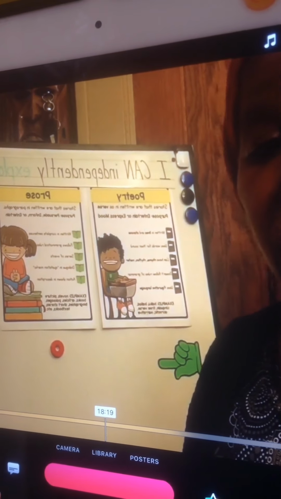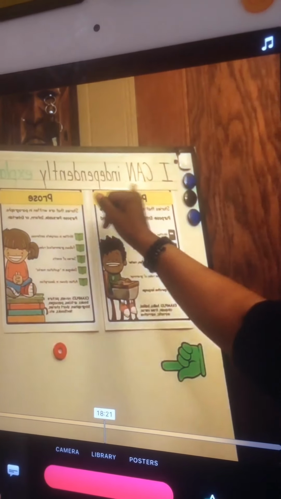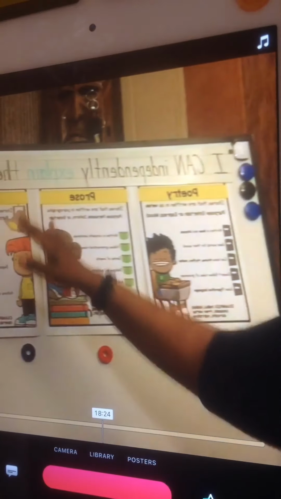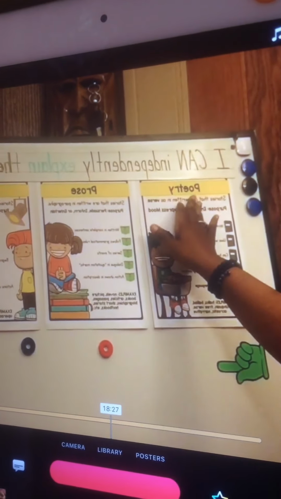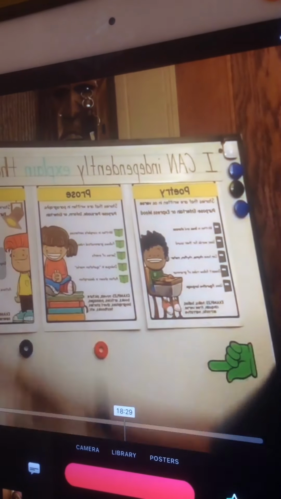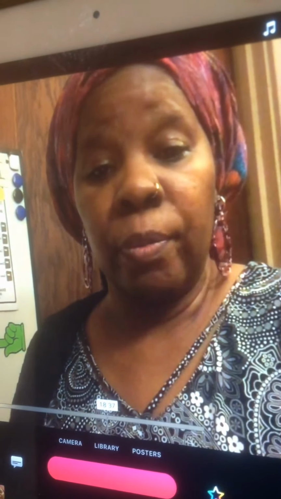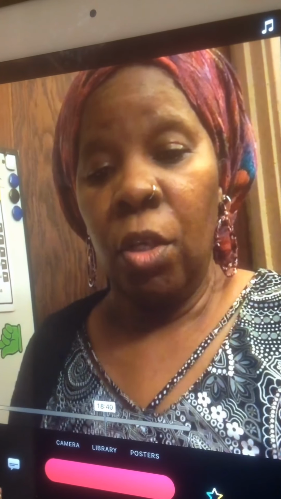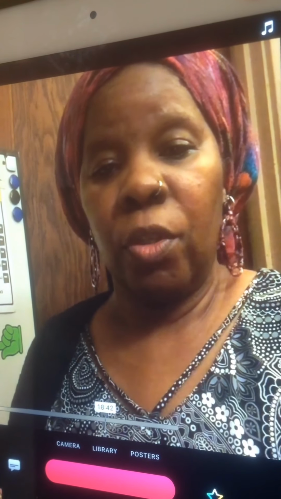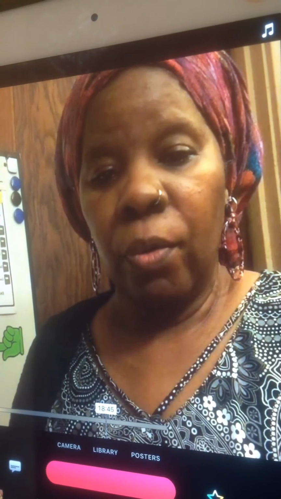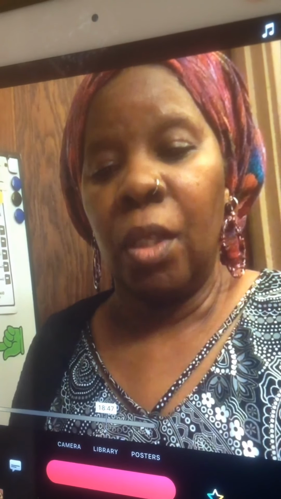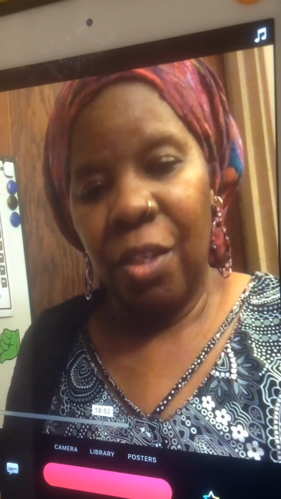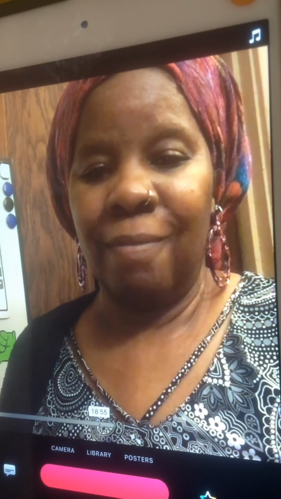The more we do this, the more you'll be able to say, I can independently explain the major differences between poetry, prose, and drama. And we're not just looking at you being able to explain the major differences, we're looking at you being able to use the proper terms. So you should be able to say, yep, this is poetry, this is prose, this is drama. And again, we're going to continue to do this until we get so much better at it.